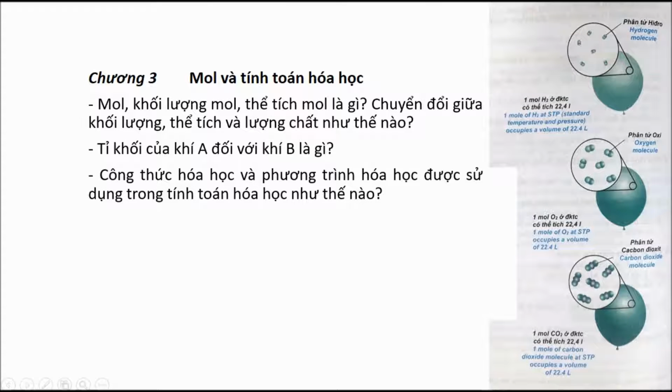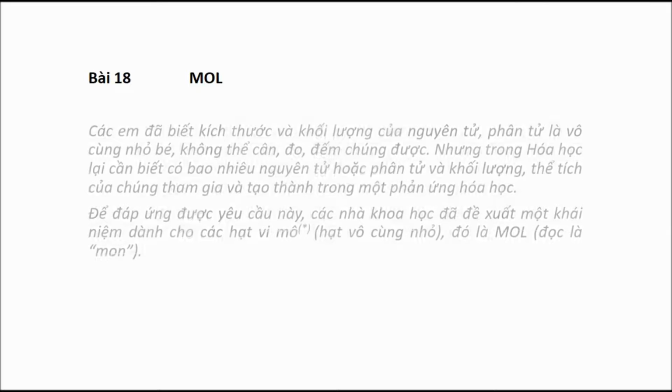Chapter 3 Mole and Chemical Calculations. What is mole? Molar mass, molar volume. How to convert between molar mass, molar volume, and the molar amount of a substance. What is the relative density of a gas A with respect to a gas B? How to use a chemical equation and a chemical formula in chemical calculations.